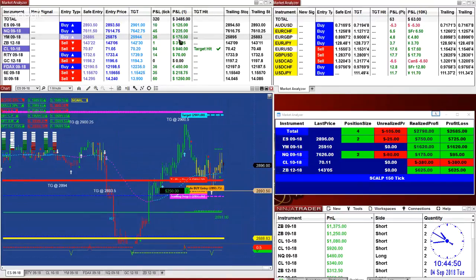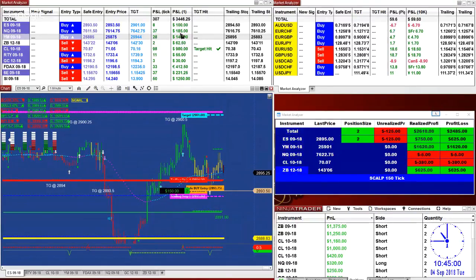If we look right now at the new entry signal, we have 10 ticks on the ES, 45 ticks on the Nasdaq, 31. This is a total of what? Almost 100 ticks, 140, 185, and then 87. Those are the new signal.